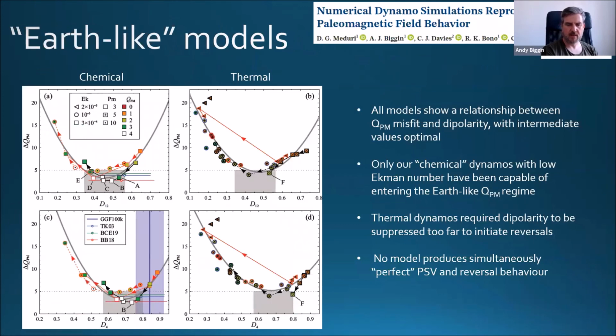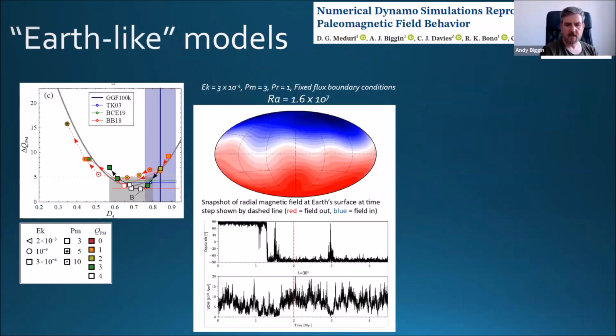Okay, I'll skip over that and go to this slide. We then got a bit smarter and more systematic, and learned how to tweak existing models to make them fit these criteria better. We have come up with more than one model, but I'm showing one here which has a very low QPM misfit of less than 3, and it satisfies 4 of the 5 criteria. The one it fails is the reversal criteria.